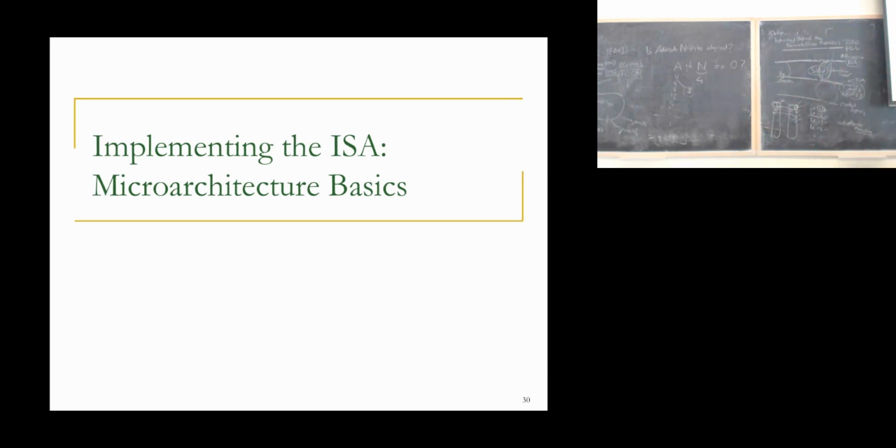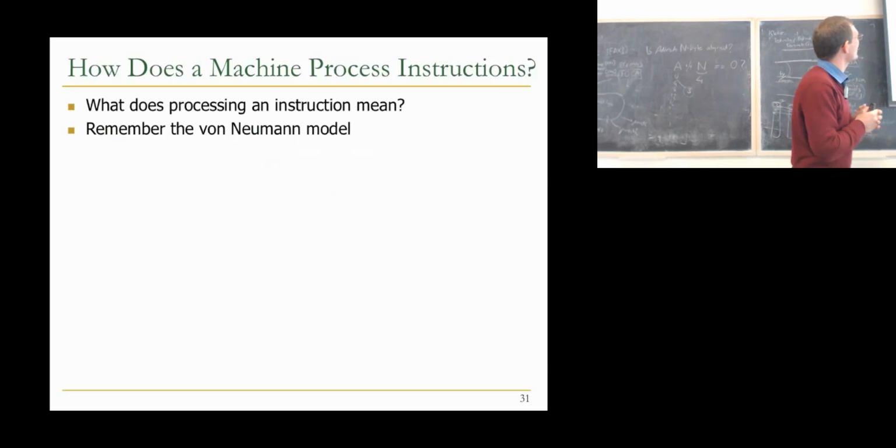Okay, I guess let's see, we still have time. That's good. Let's talk about microarchitecture a little bit. We're going to cover microarchitecture in the next few lectures. And this is about implementing the ISA, right? And several questions I'll ask. Basically, how does a machine process instructions? That's what microarchitecture is all about.